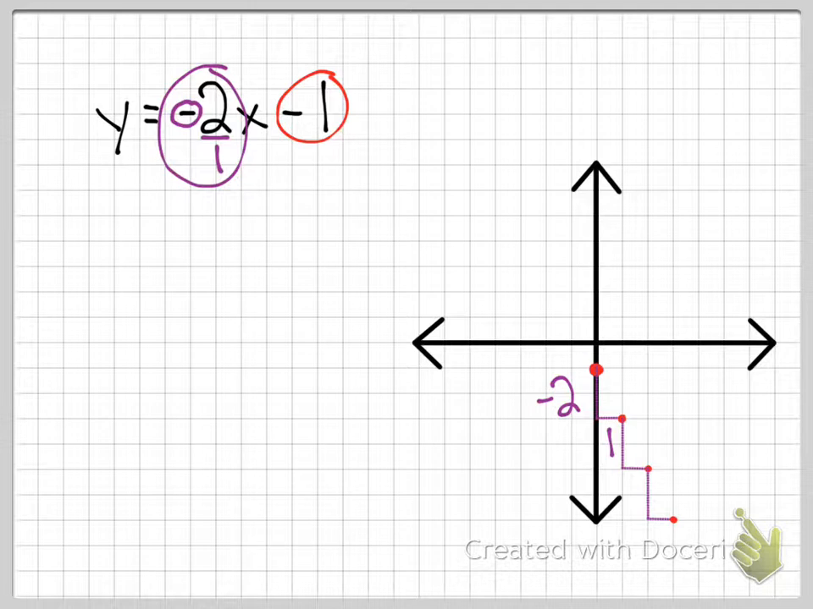And we're going to go ahead and do it in the reverse direction. So instead of going down, I'm going to go up 2 and back 1, up 2 and back 1, up 2 and back 1. And my graph is ready to go. Draw my line through, and I'm all done.